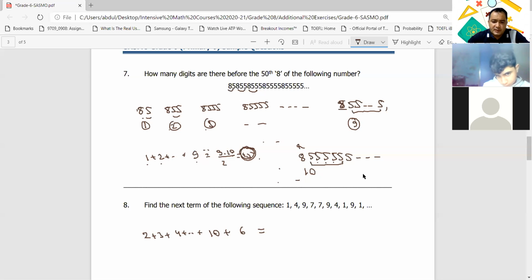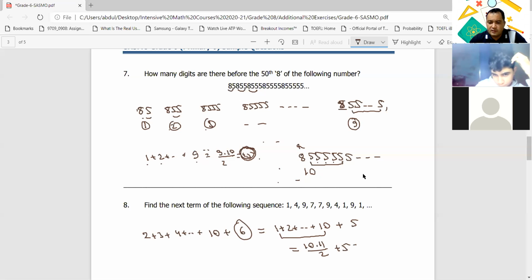So that's equal to, if I just write one of the 6 in front, I can just write like this: 1 plus 2 plus dot dot plus 10. And here we have 5. So until 9, the sum of the first n natural numbers, that's equal to 10 times 11 over 2 plus 5. So that's equal to 55, 60. So we have 60 digits before the 50th 5.